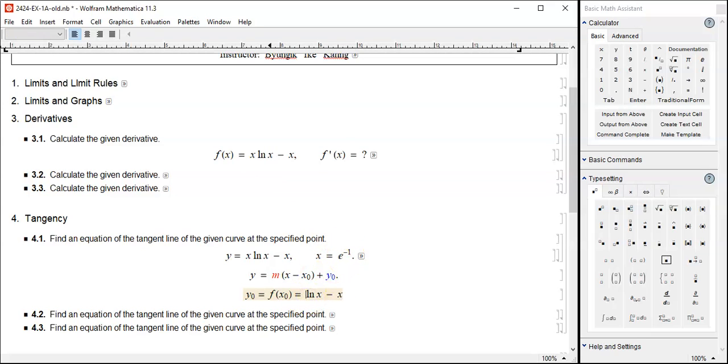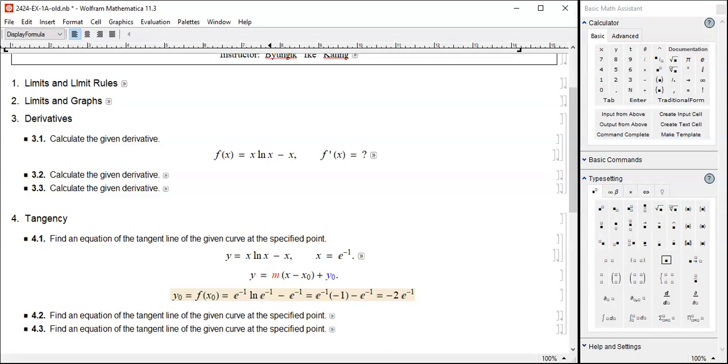Excuse me, I forgot x times. All I have to do is plug in e to the negative first power in place of all these, and we're going to get the answer. Let's see, what is log of e to the negative first power? Log and exponential cancel each other out because they're inverse functions. So this is actually e to the negative first power times negative 1, and then minus e to the negative first power, and consequently this is negative 2 e to the negative first power.